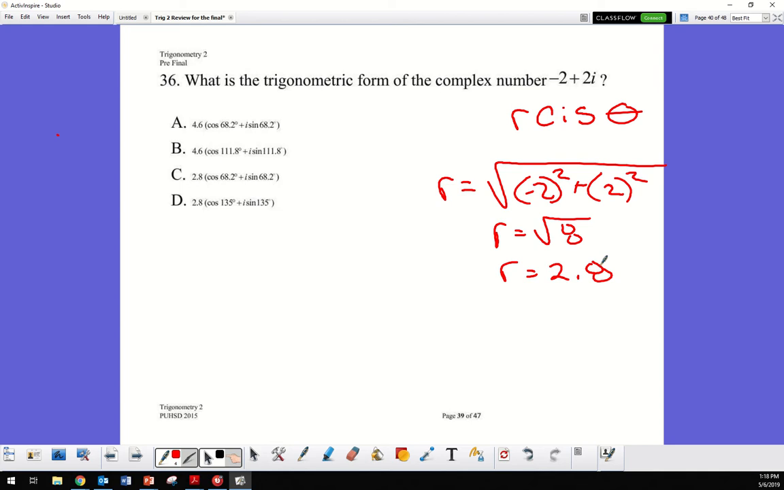How would I find my theta? How do we find theta? Inverse tangent of y over x, right? So it's going to be 2 over negative 2, right? Yep. What do we get? Negative 45.